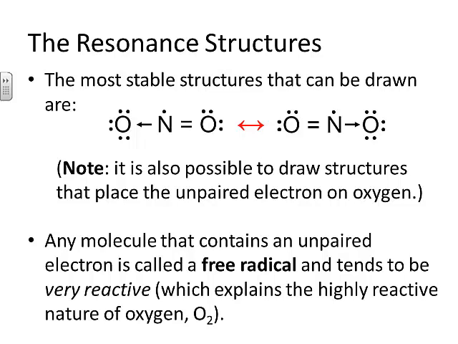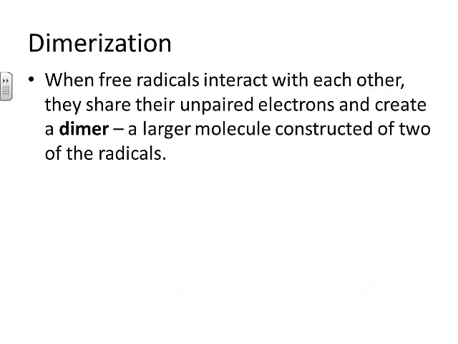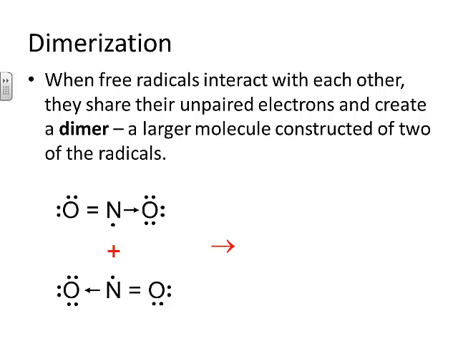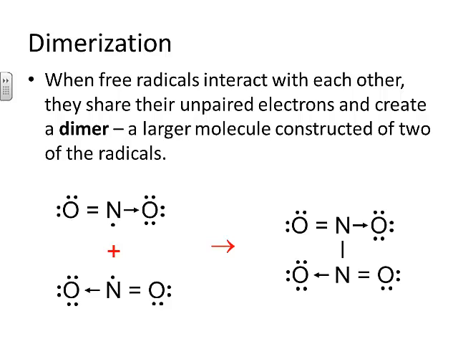which explains the highly reactive nature of oxygen, which we have found has only a single bond with an unpaired electron on each oxygen atom. When free radicals interact with each other, they share their unpaired electrons and create what's called a dimer. That's a larger molecule constructed of two of the radicals. When we have nitrogen dioxide, two of them near each other will allow a bond to form between those two nitrogens, such as we see here, forming this dimer. This diagram represents the dimerization of nitrogen dioxide.